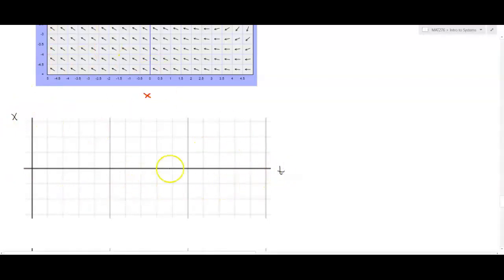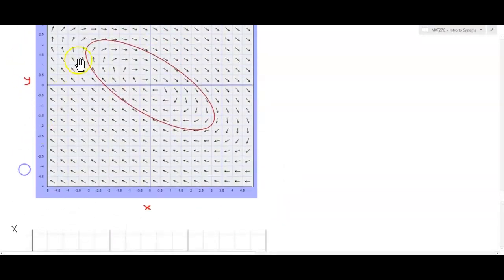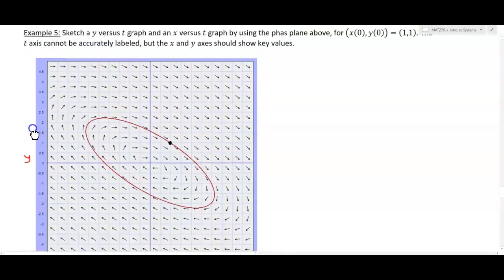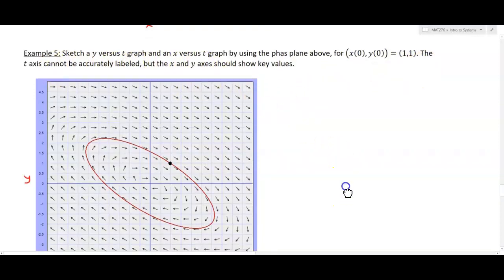The time axis we're not really going to label because we don't have any sense of time in this graph, but I started off with the point (1, 1). My initial condition was the point (1, 1). That's what we wanted in the problem description up here: sketch a y versus t graph and an x versus t graph by using the phase plane above, for x(0), y(0) equal to (1, 1). The t-axis cannot be accurately labeled, but the x and y axes should show key values.